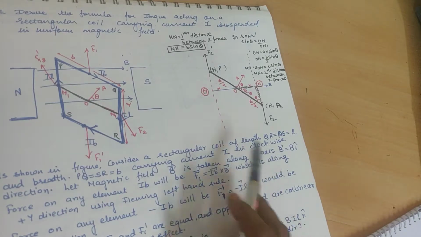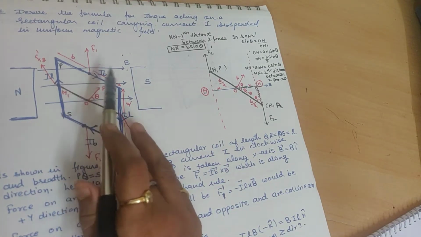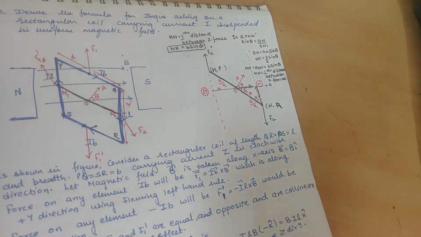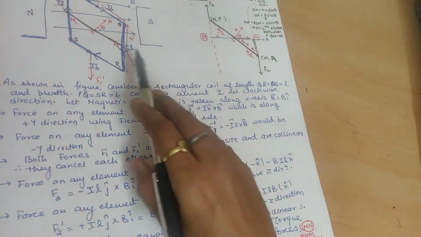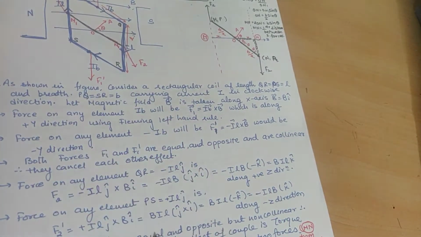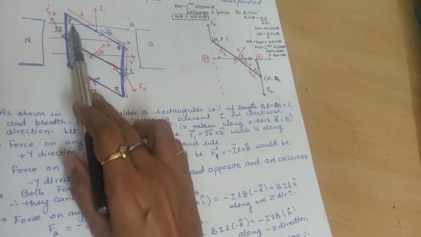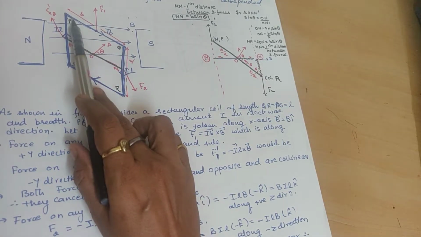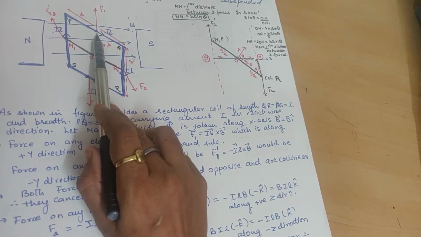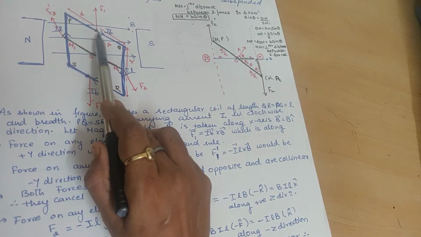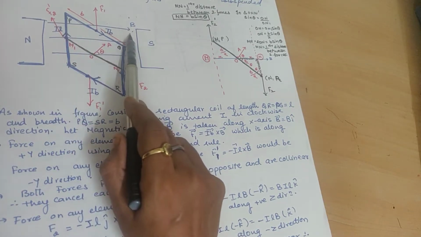Now you can see that we have taken the current in the clockwise direction. We need to find out the torque acting on this rectangular coil. This is a rectangular coil which carries the current I. You can take any one cross section, suppose I say PQ. You can take any current element, I dl, and we need to find out the force on this current element due to this magnetic field.